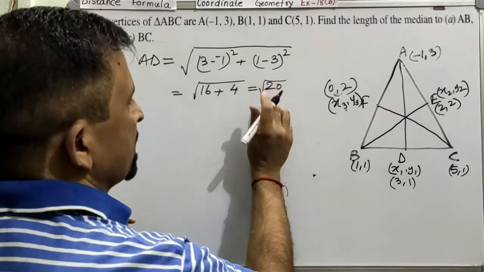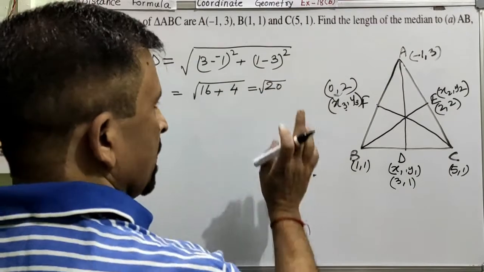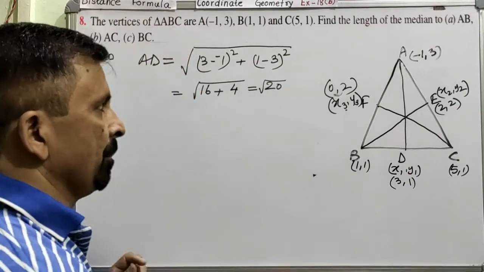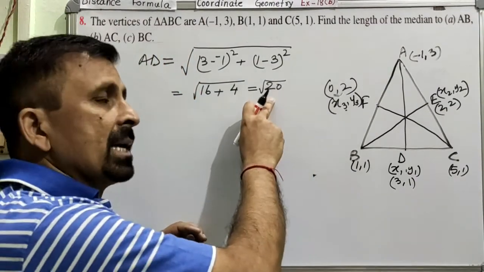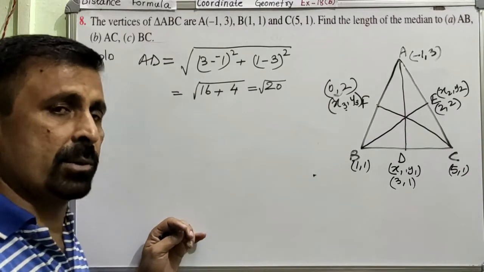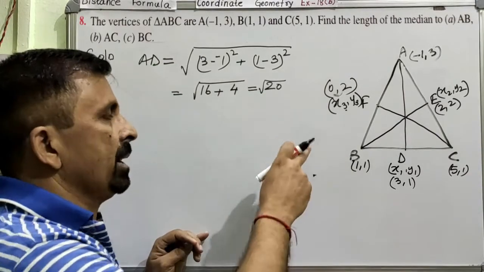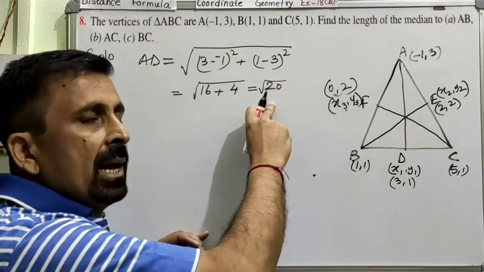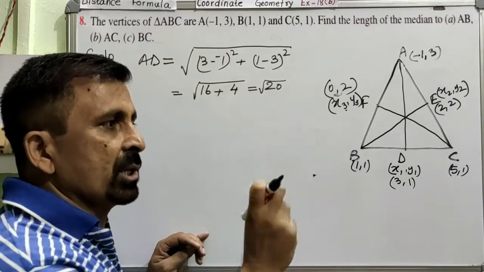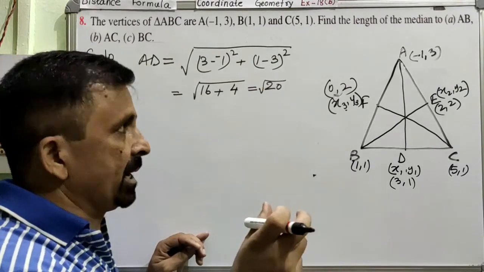Now, unfortunately, this is not a square number. That means the answer will not be in whole number form. So we have to write this answer in the reduced form. Reduced form means you factorize this number in such a way that you can have the biggest perfect square number.